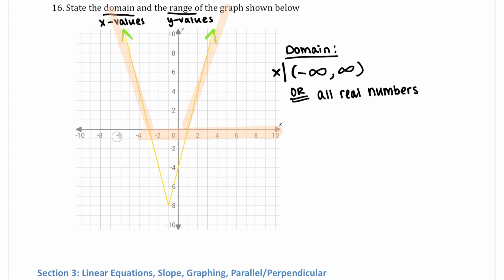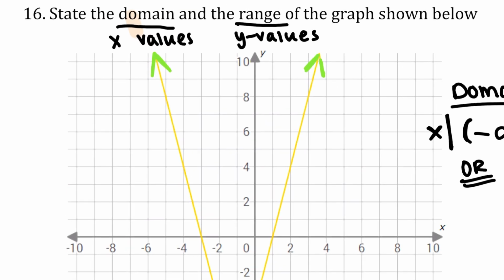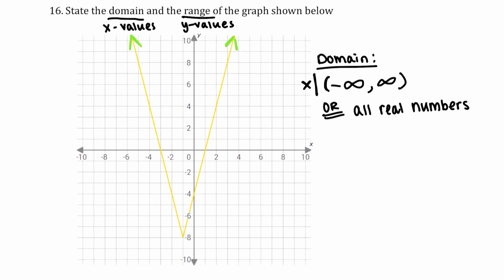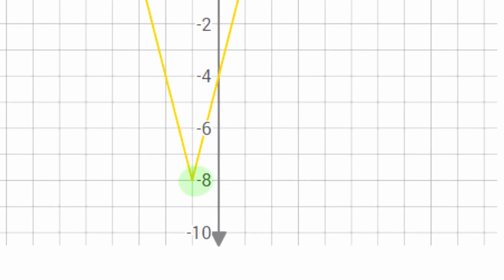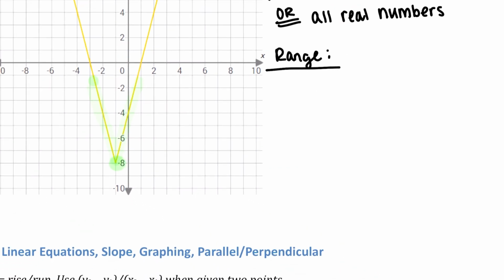And now I'm going to erase the orange that I have highlighted so that we can look at our range. All right. So our range, that is going to be the smallest y value all the way up to the largest y value. So our smallest y value is down here at -8, right? It doesn't go any further down, specifically our graph, right? Like our function doesn't go any further down than -8. So we have -8.